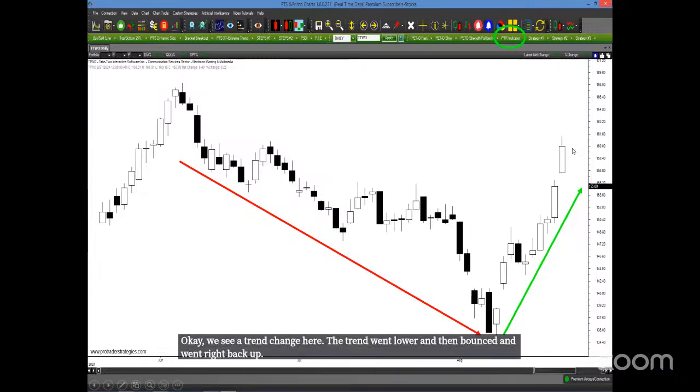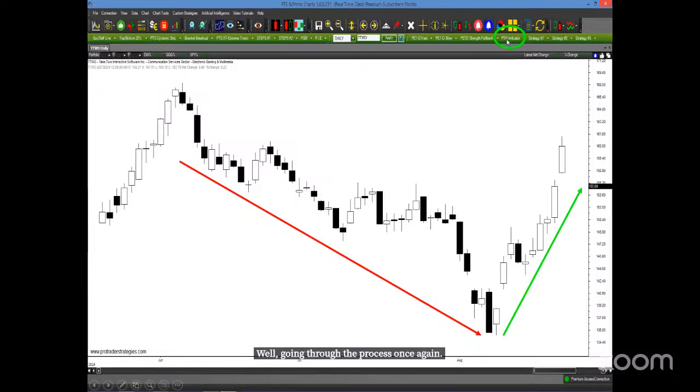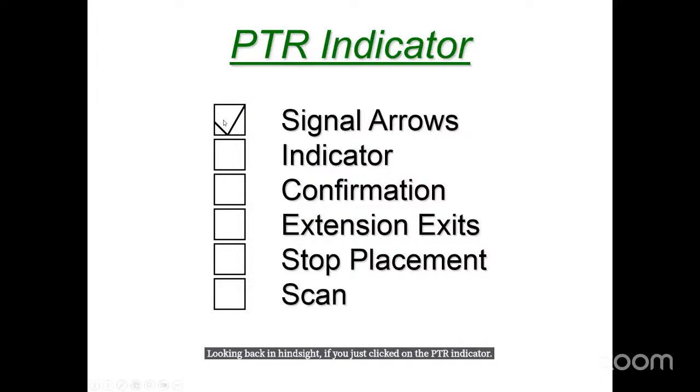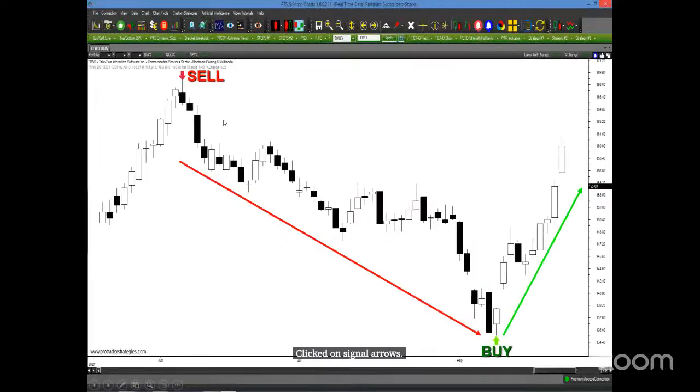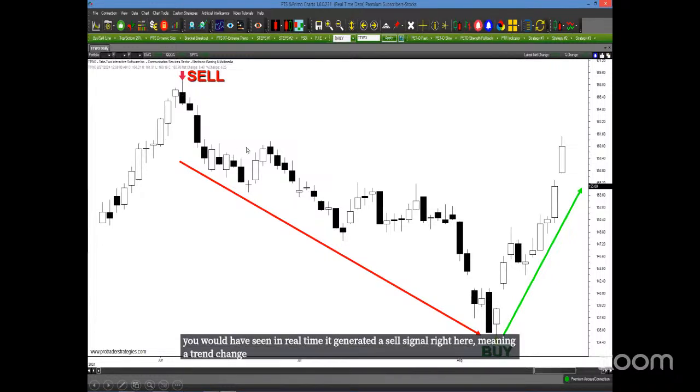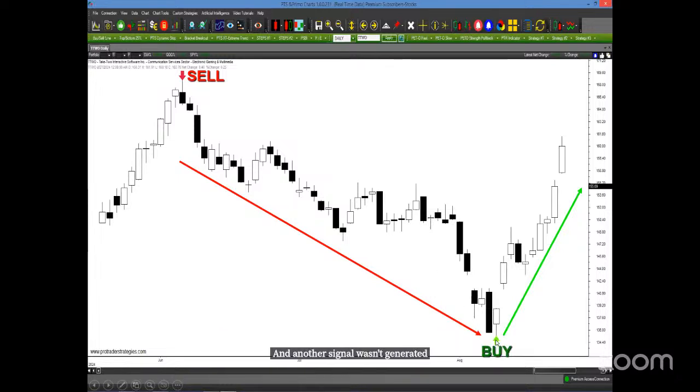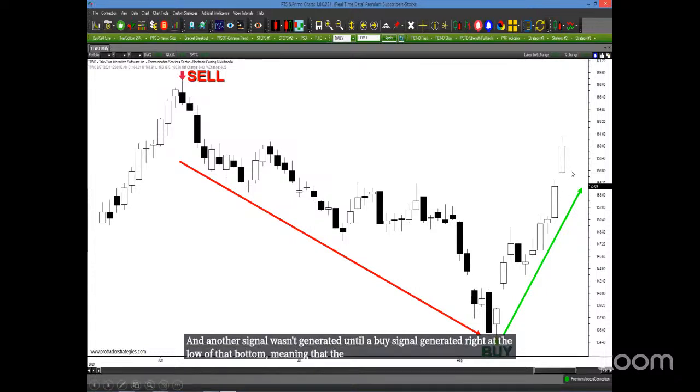Going through the process once again, looking back in hindsight, if you just clicked on the PTR indicator, clicked on signal arrows, you would have seen in real time it generated a sell signal right here, meaning a trend change at the top of this rally. And another signal wasn't generated until a buy signal was generated right at the low of that bottom, meaning that the trend was changing for it to go up.